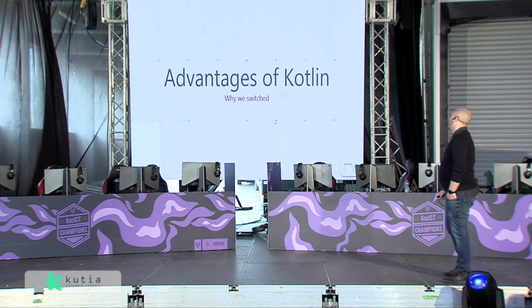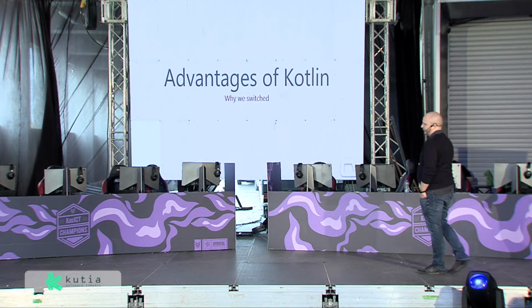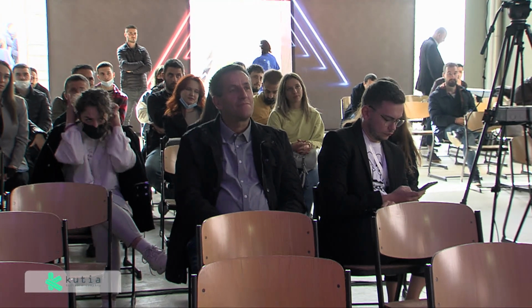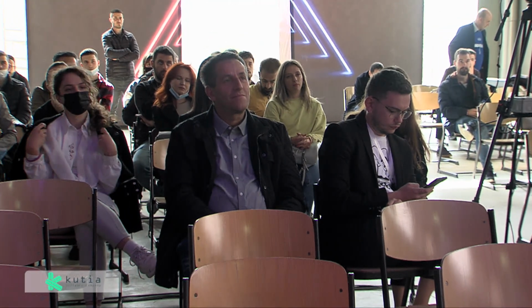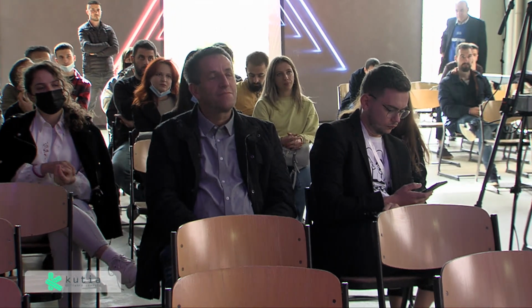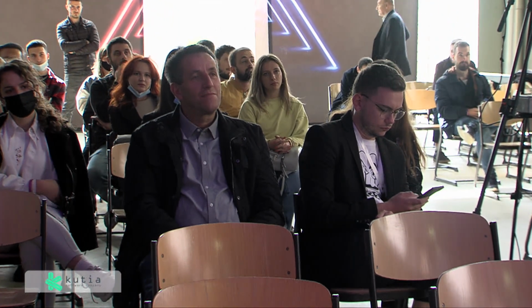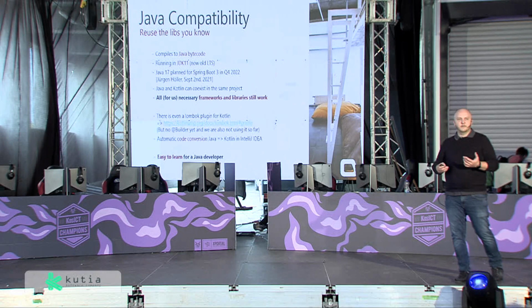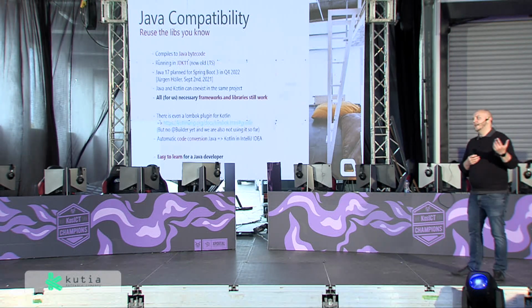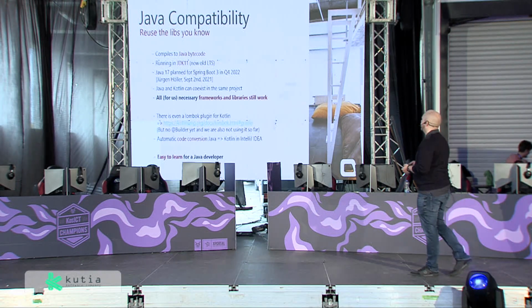So what are the advantages of Kotlin, or why did we switch to it? First of all, there is Java compatibility. So we can still use all the frameworks we were used to. We still have the Java environment in our background. We can still run our application on JDK 11, as I said before, we can't switch until the libraries come up to the latest LTS version.